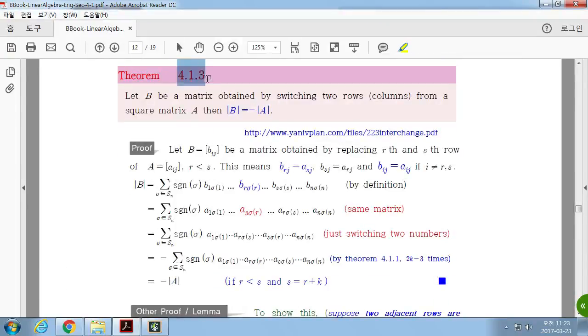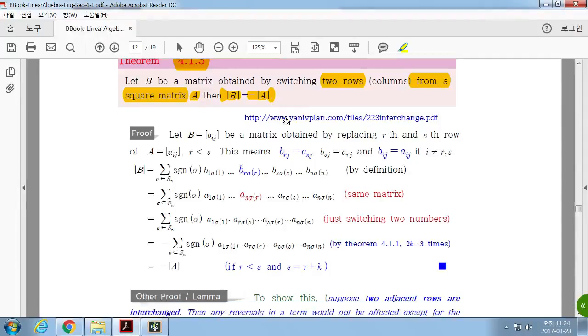Here is the main theorem that you should know. Let B be a matrix obtained by switching 2 rows or columns from a square matrix A. If you have a matrix A, then you find two rows and switch those 2 rows. Then matrix B has a determinant that is minus 1 times the determinant of the original matrix. This is a very important property that will be used over and over again.